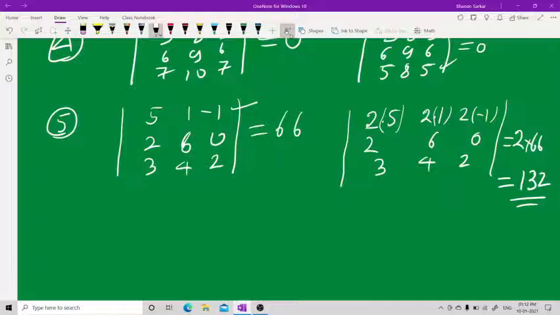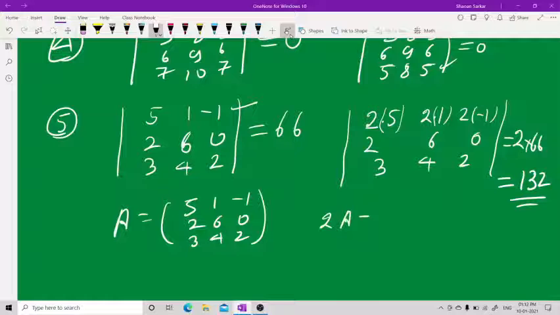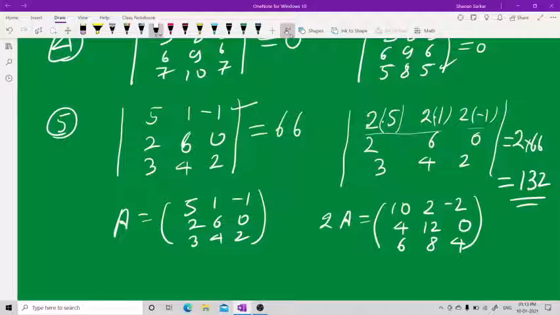Now let me tell you one thing. In determinant, suppose this was the matrix 5 1 minus 1, 2 6 0, 3 4 2. If I had multiplied it with some number, say 2A, then all the elements here would have been multiplied. This would have been 10, 2, minus 2, 4, 12, 0, 6, 8, 4. But in case of determinant, only one row or one column can be multiplied, and the determinant value will be this. Now see, here is a very good property.